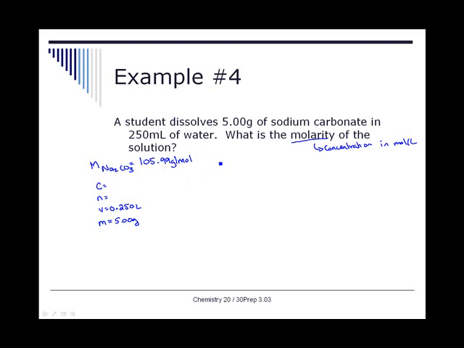So we're going to start with our molar mass formula. The molar mass is equal to mass over moles. We're looking for moles, so we're going to multiply both sides by N, and we get moles times molar mass is equal to mass. We're trying to isolate N, so we're going to divide both sides by molar mass.